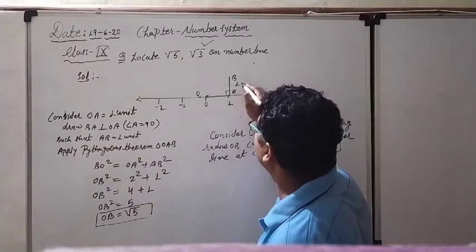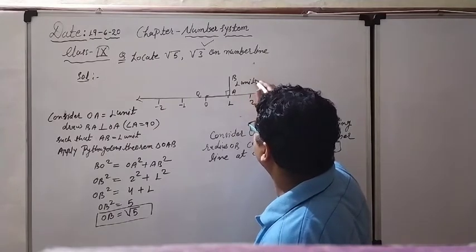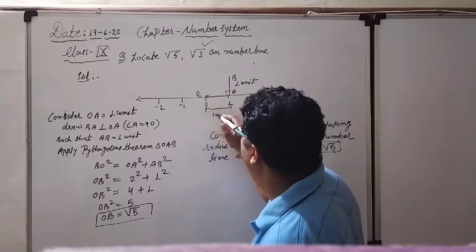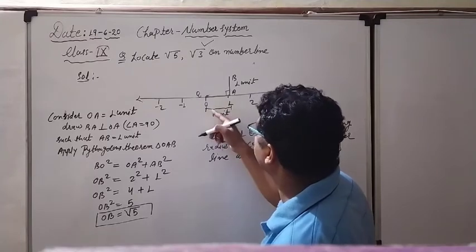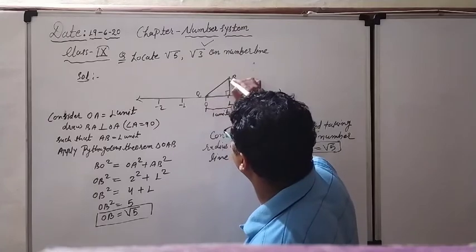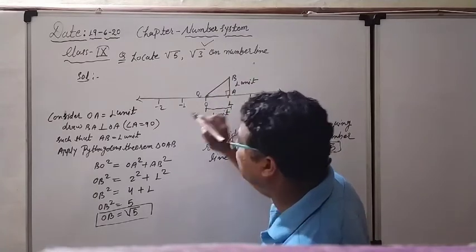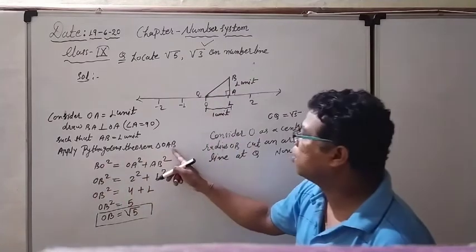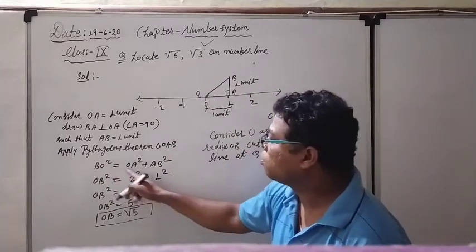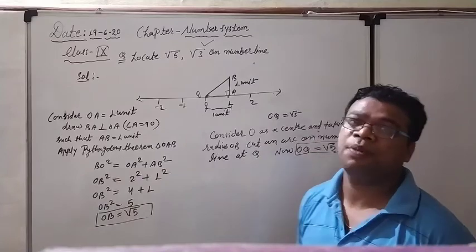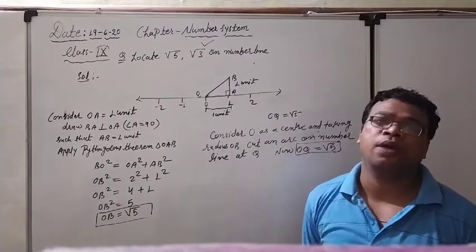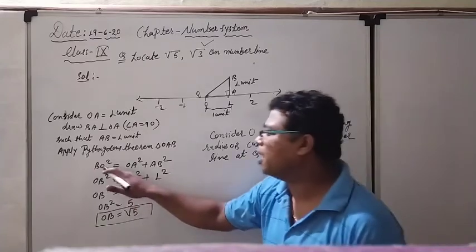So right now see, this is also my 1 unit. And this also you can see, this is equal to 1 unit. No problem at all. This is 1 unit, this is 1 unit. And after that, first I will apply the Pythagoras theorem for finding BO. Apply Pythagoras theorem in the right angle triangle OAB. OB square is equal to OA square plus AB square, meaning hypotenuse square is equal to the sum of perpendicular square and base square. Same thing I have written.